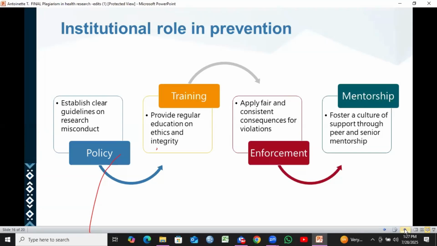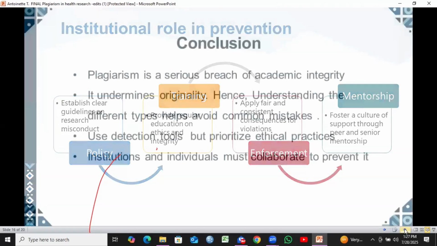The next one is mentorship. Foster a culture of support through peer and senior mentorship. And I'll keep emphasizing the mentorship part, that it is very, very important to have a mentor in the research field. So we have policy, training, enforcement, and mentorship.